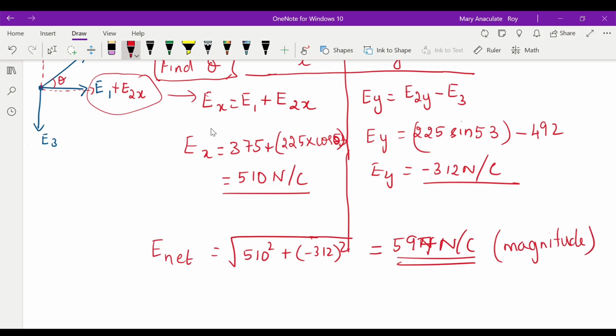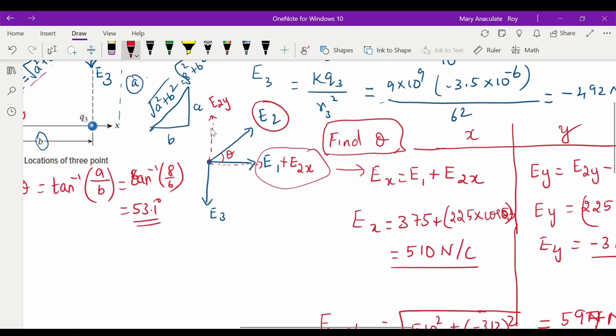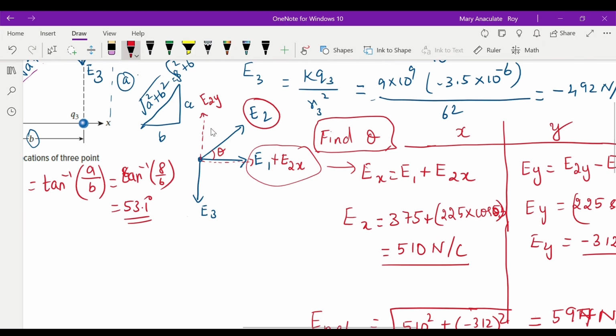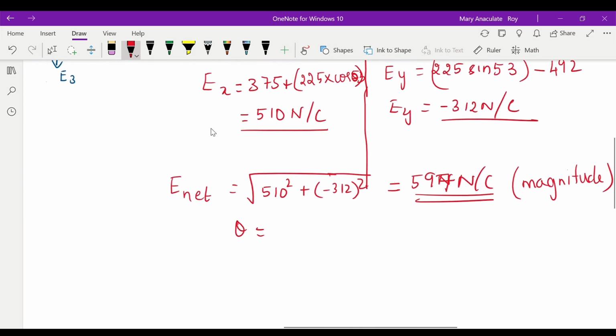Now here if they ask you the direction, this angle is different. This angle is what? It is the net. Many students ask me, Miss, why is this angle different and why do we have to calculate again? This angle we calculated was for the components of E2. That's not the final direction of all these forces combined together. So this is your E net, and we are trying to figure out where E net is acting, what direction it is making with the x-axis. This theta is different from the previous one that we calculated.